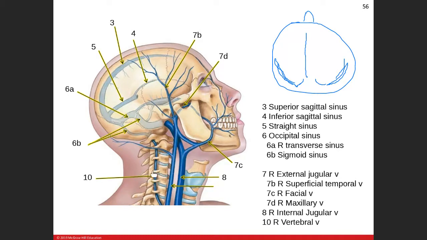Here you can see the vertebral vein right here, entering up again. Same thing, transverse foramina, enters into the foramen magnum, and then the sigmoid sinus is going to be draining into the vertebral vein and also here into the internal jugular vein.